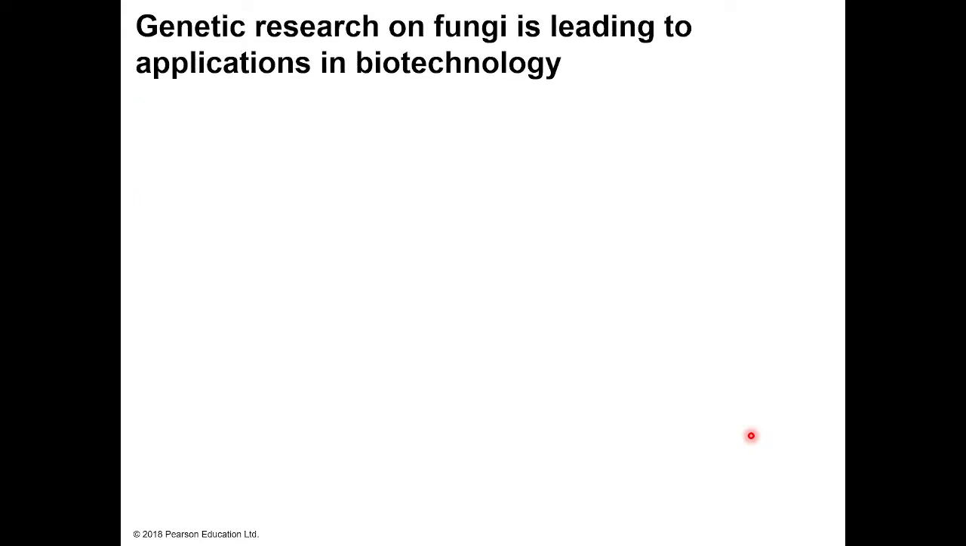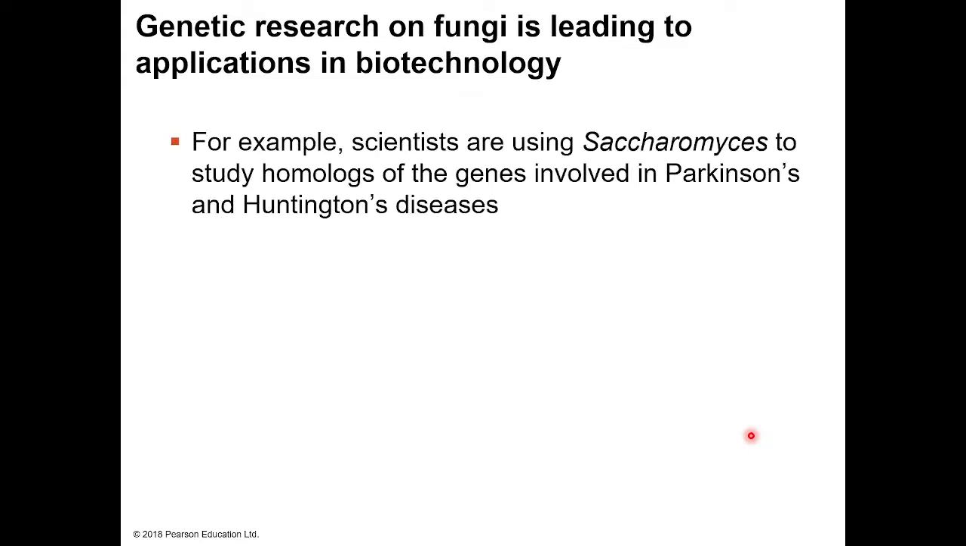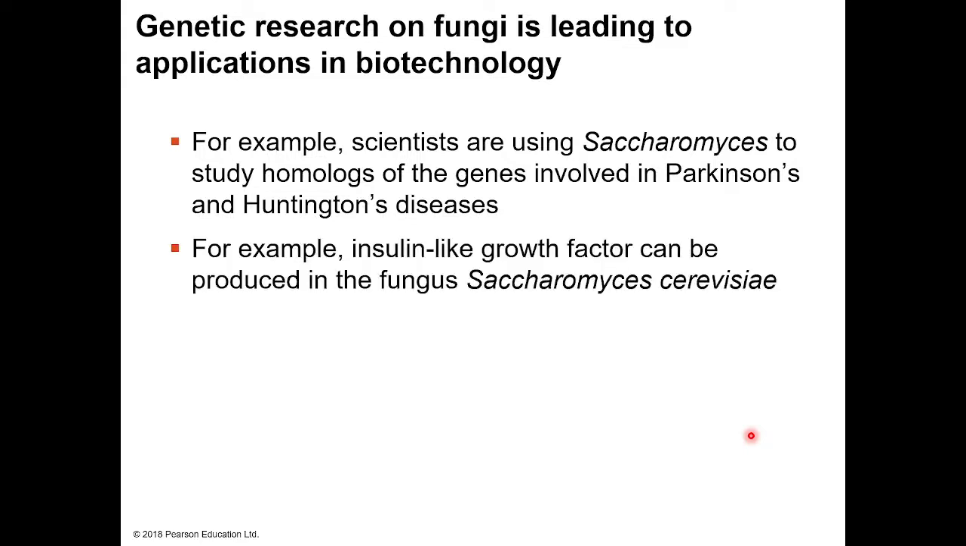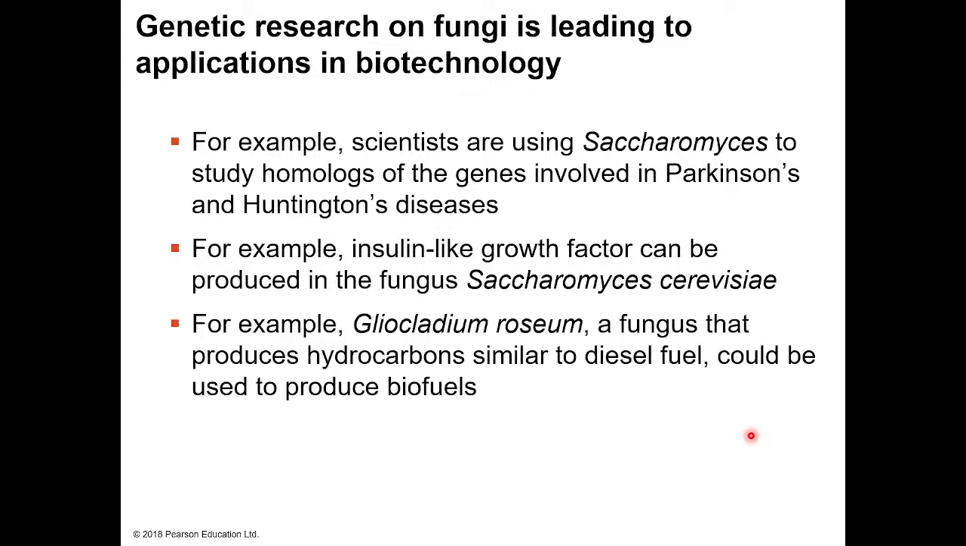Genetic research on fungi is leading to applications in biotechnology. For example, scientists are using Saccharomyces to study homologs of genes involving Parkinson and Huntington diseases. For example, insulin-like growth factor can be produced in the fungus Saccharomyces cerevisiae, which is yeast. For example, another one, Gliocladium roseum, a fungus that produces hydrocarbons similar to diesel fuel, could be used to produce biofuels.